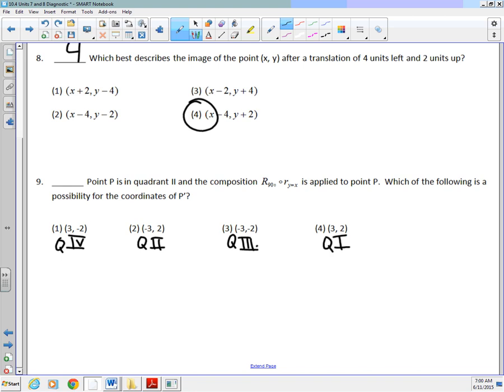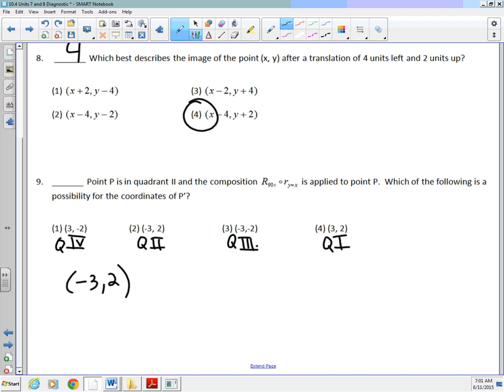So I'm kind of saying to myself, okay, I know I need to start with something in quadrant 2 because my point P is in quadrant 2. So I'm actually going to start with negative 3, 2. That's in quadrant 2, and that's one of the choices, and I want to see where I end up.